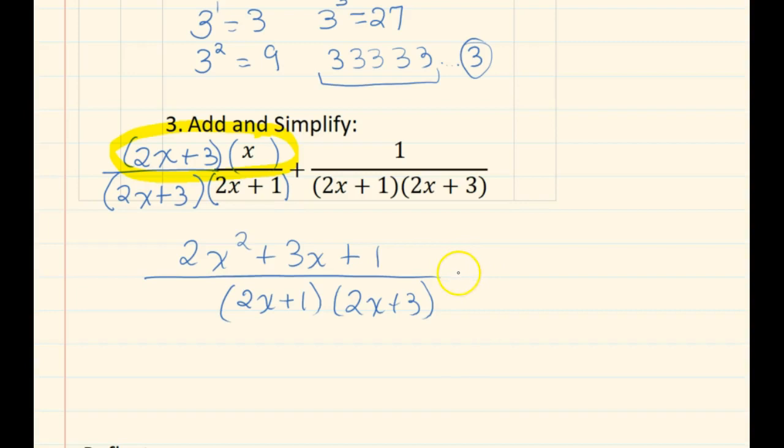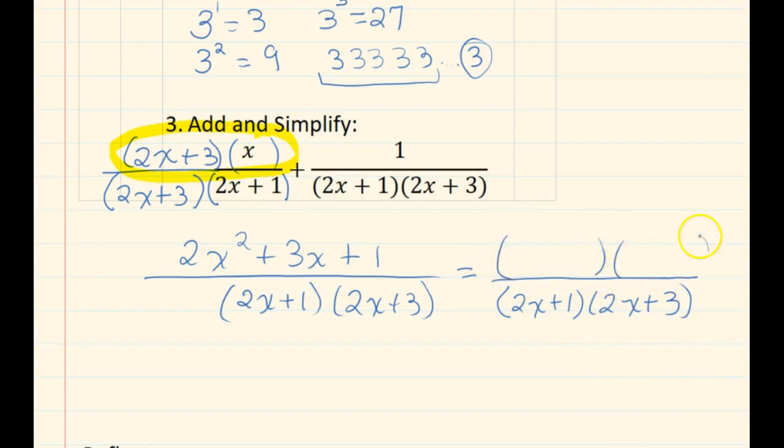Well, let's see if we can try factoring the top. So we know the bottom is 2x plus 1 and 2x plus 3. So let's try factoring the top. Notice I'll have 2x in one of them and x in the other. The factors of the constant is 1. So in order to get that, we need 3 in the middle, and we need everybody to be positive. So we can see that.